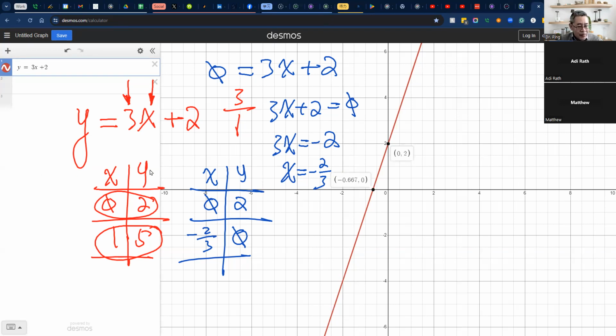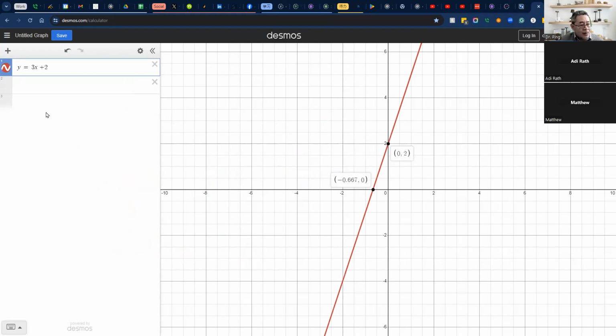So now, because we have this, we can solve systems of equations by graphing. Basically, graph the two linear equations and find the intersection. I'm going to show you an example here. Let's take this out.